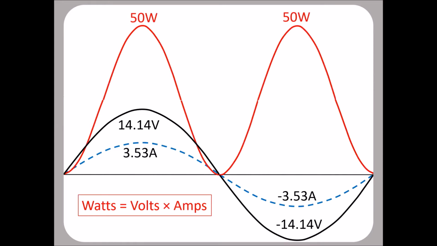Clearly, there are periods where both voltage and current are zero, so the power is zero. And there are periods where voltage and current are maximum, so the power is maximum. So inside the lamp bulb, some of the time we're drawing 50 watts from Yorkshire Electricity, sometimes zero.